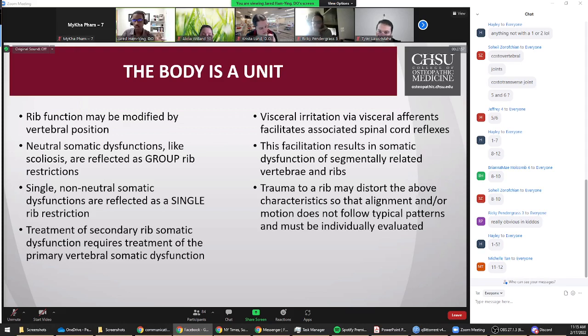Then you'll likely also have dysfunction, inhalation, exhalation if you have that vertebral restriction as well. So again, for neutral somatic dysfunctions, scoliosis is going to be more of a group restriction. So you're going to have more ribs in a group that are going to be restricted. And if it's more of that type 2 flex extended, then it's likely going to be that single rib dysfunction associated with the corresponding rib, okay?